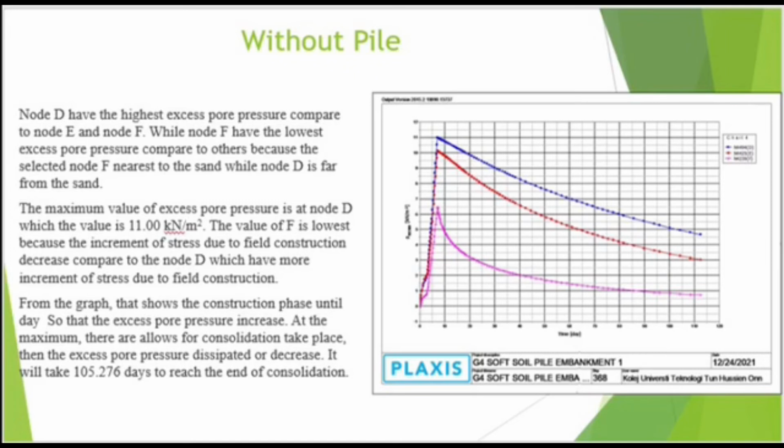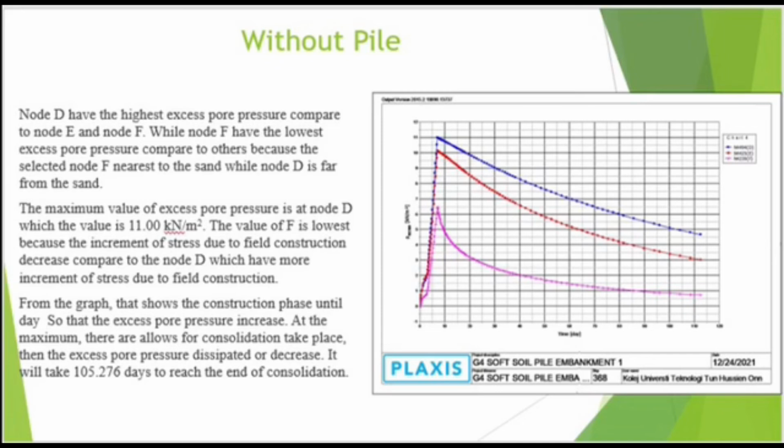So let's go to the excess pore pressure, which is without pile. From the graph, we can see that node D has the highest excess pore pressure compared to node E and also node F. Why does node F have the lowest excess pore pressure compared to the others? Because the selected node F is nearest to the sand, while node D is far from the sand.